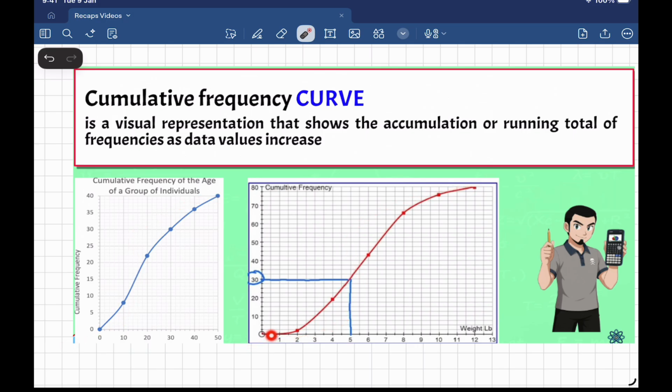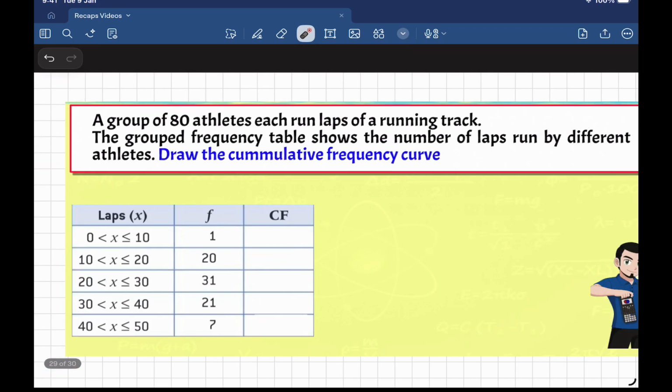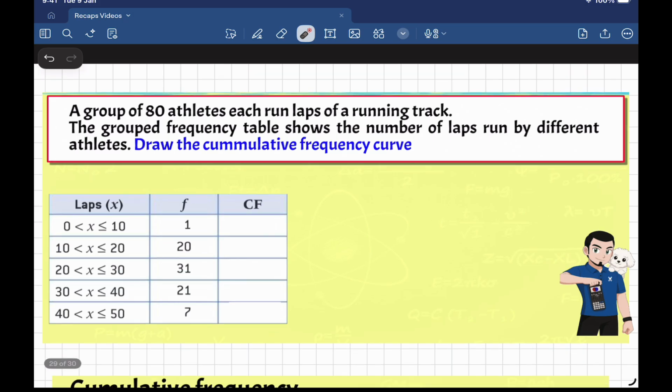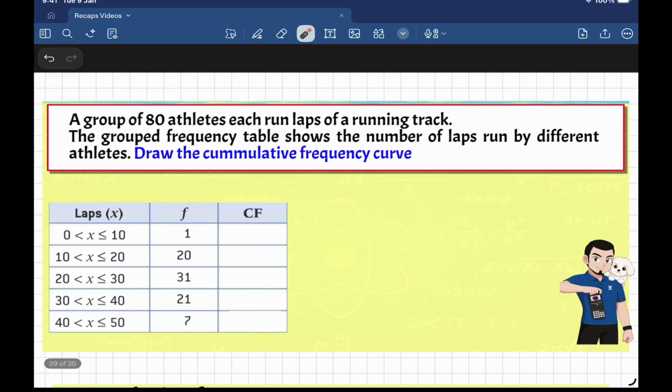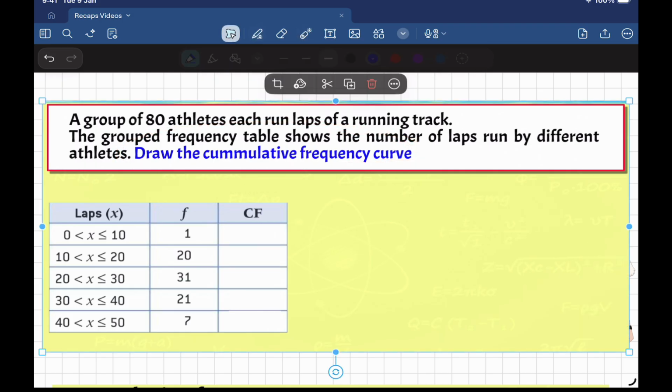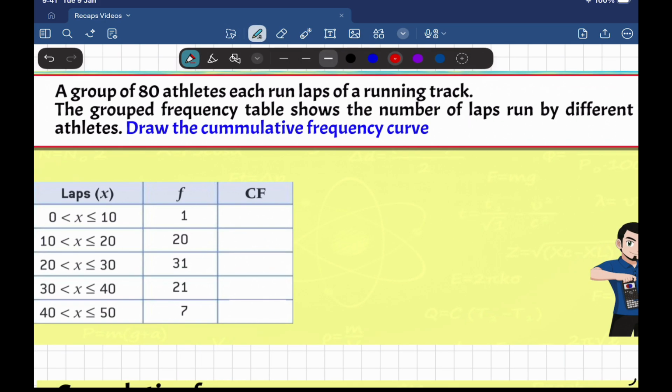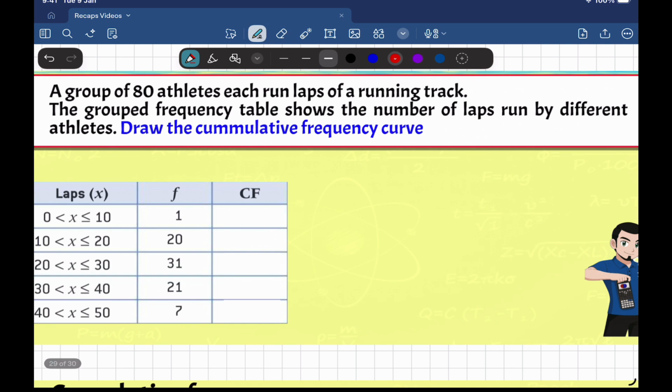Okay, so how can we draw this? We are going to use this example. Example 1. As you can see, we have only the frequency, but we don't have the cumulative frequency. Then we have to draw the cumulative frequency curve. First, before drawing, we need to find the cumulative frequency. Again, we are going to take the first frequency, the number 1, exactly the same.